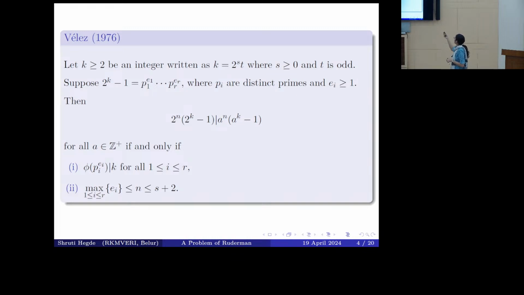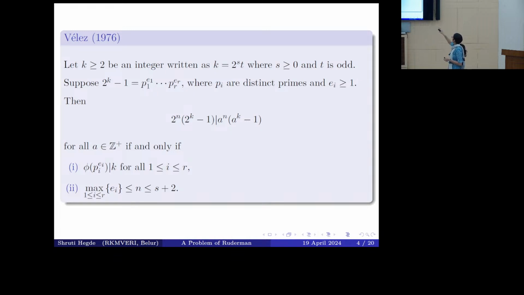So let k be a positive integer greater than or equal to 2, and let us write k as 2 power s into t, where t is odd. All the even part we are separating, and 2 power k minus 1 is factorized as p1 power e1 up to pr power er, the pi's being distinct primes. Then 2 power n into 2 power k minus 1 divides a power n minus a power n plus k minus 1, for every a, if and only if these two conditions hold.